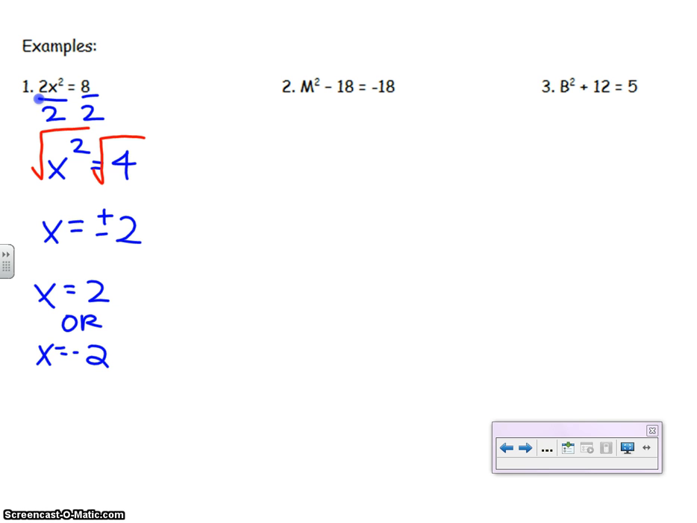Okay, when we look at number 2, we have m squared minus 18 is equal to negative 18. So to isolate m squared, we're adding 18 to both sides. We have m squared is equal to 0. We see that our thing being squared is just equal to 0, so we know we're just going to have one solution. When we square root both sides, we just have m is equal to 0.